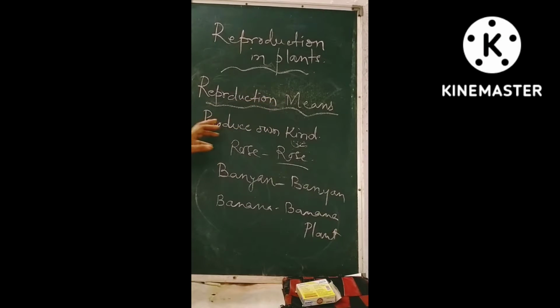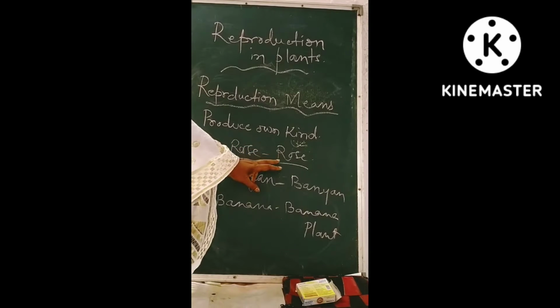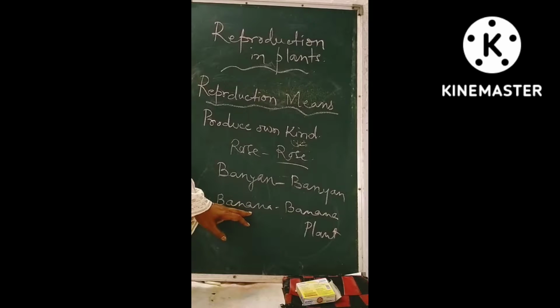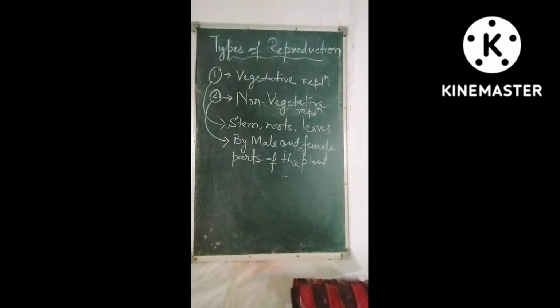Reproduction means to produce its own kind. That means a rose plant will give a rose plant, a banyan plant will give a banyan plant, a banana plant will give a banana plant. So whatever type it is, it gives the same type of small one. That is called a baby.